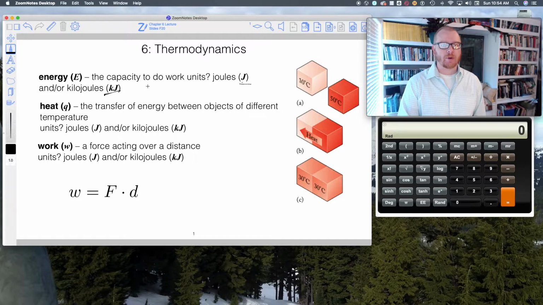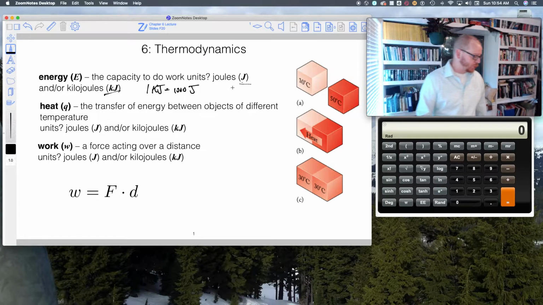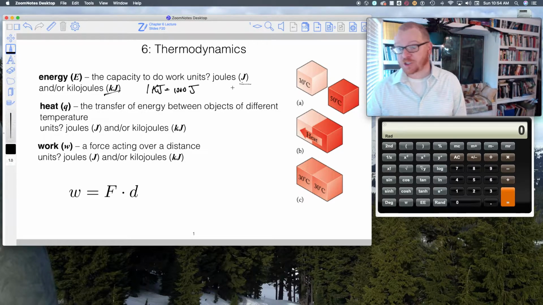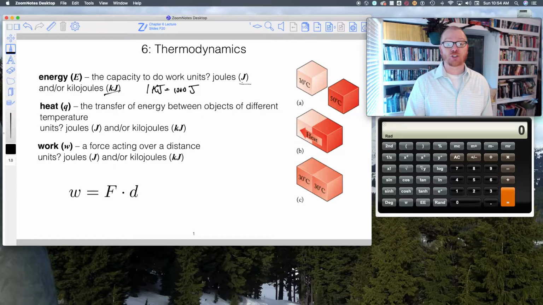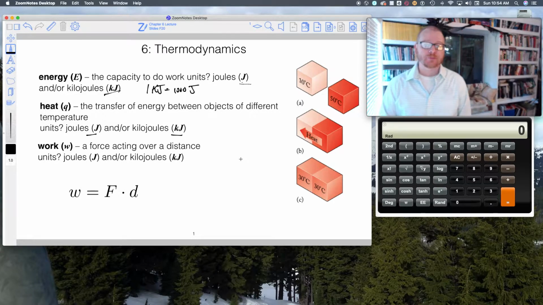And so we remember that 1 kilojoule is 1,000 joules. So this is going to be our unit of energy, the joule or the kilojoule. Heat is the transfer of energy between objects of different temperature, and also the units are joules or kilojoules.